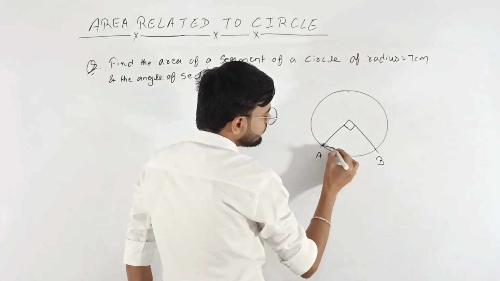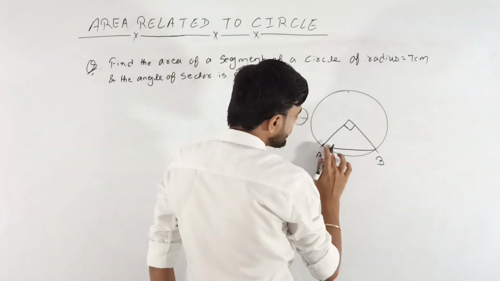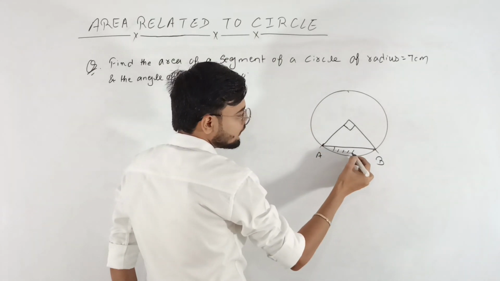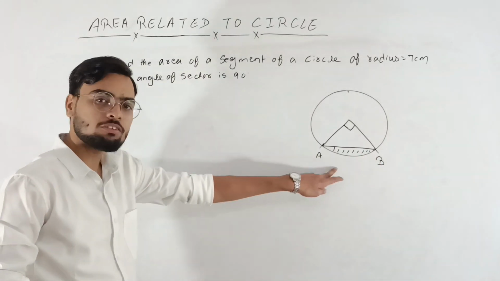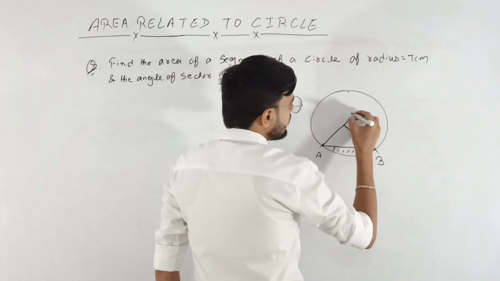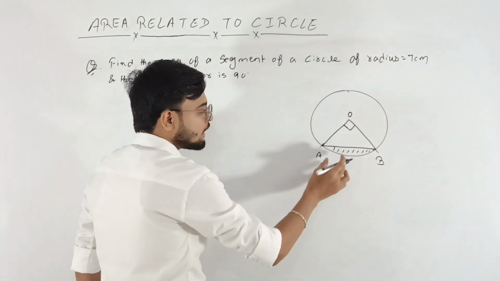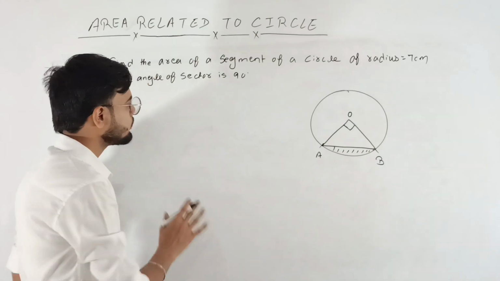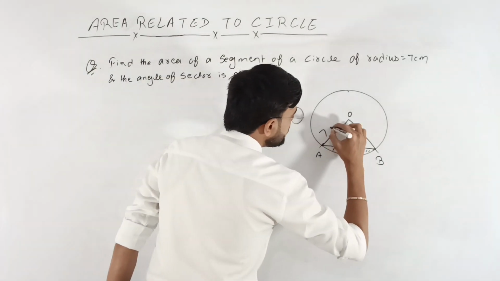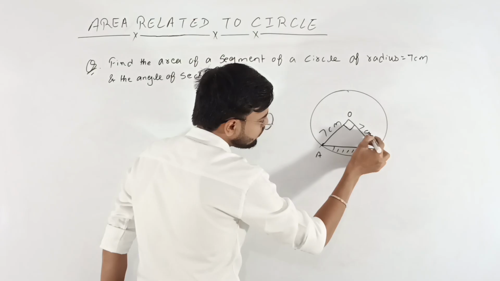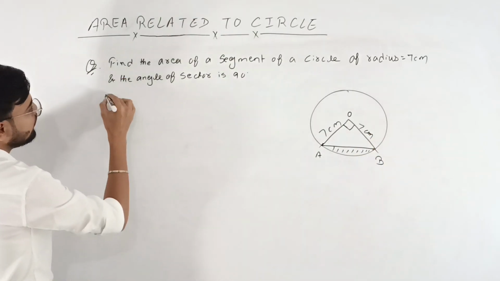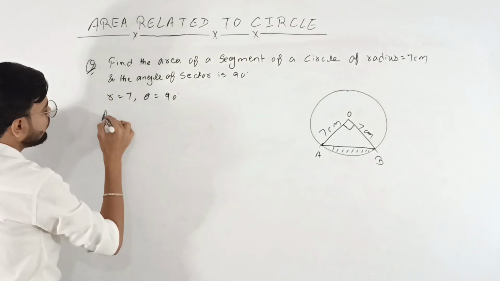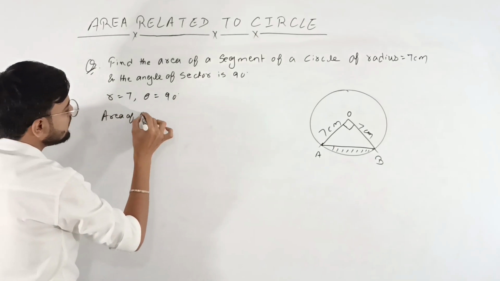So this is my chord AB. Now we have to find the area of this part, this segment. If nothing is written, then we have to find the area of the minor segment. So we have to find the area of this. This is center O. For this segment, I subtract the area of this triangle from the area of the sector. The radius is given, that is 7 cm, and theta is given as 90 degrees.